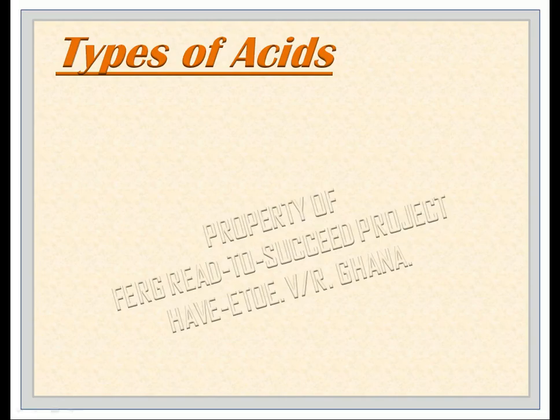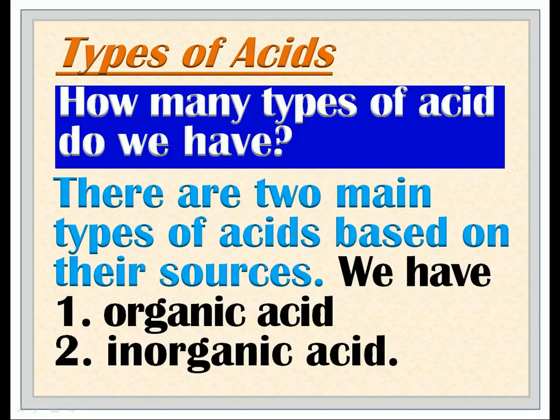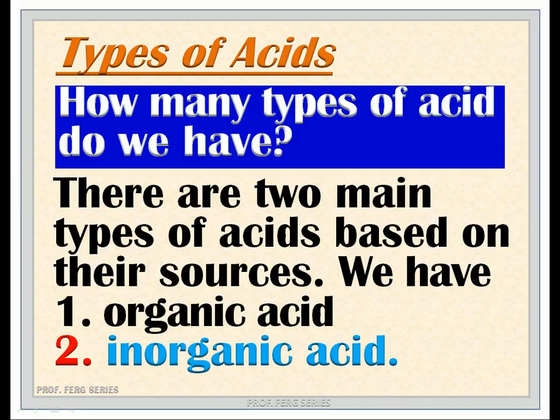5. Types of acids. How many types of acid do we have? There are two main types of acids, based on their sources. We have 1. Organic acid. 2. Inorganic acid.